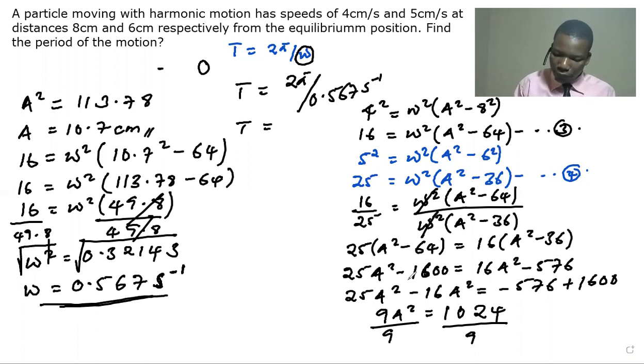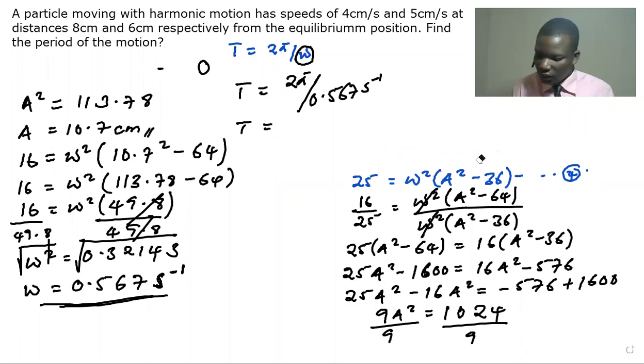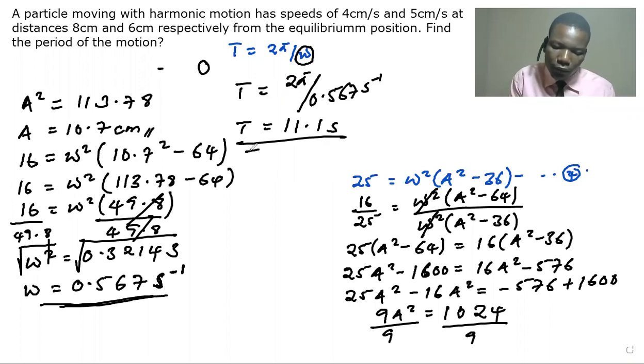So our time period is basically going to be 2 pi divided by 0.567, which is 11.1 seconds. This is the time period of the motion. This is how you basically calculate and find such questions.